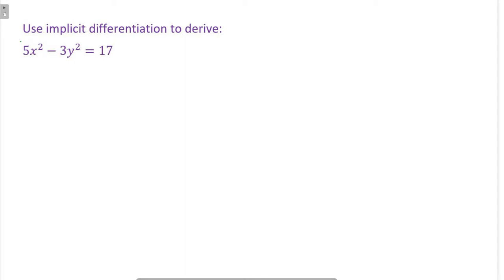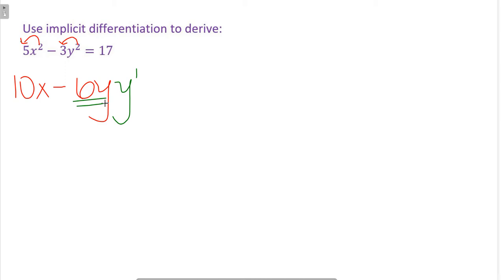Let's see. So you have 5x squared. Great. Just use power rule. 2 times 5 is 10 times x to the first, because we lower the exponent by 1, minus, let's see, 3 times 2, or 2 times 3 is 6, y, lower the exponent by 1. I said don't do anything differently until we come to a y. So what we're going to add is a y prime. That y prime, our y differential, says, hey, this derivative is in terms of y, not x.